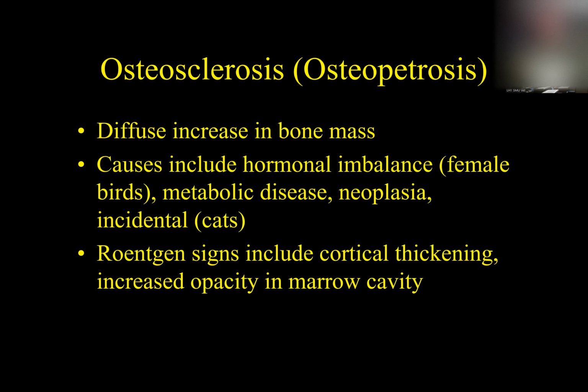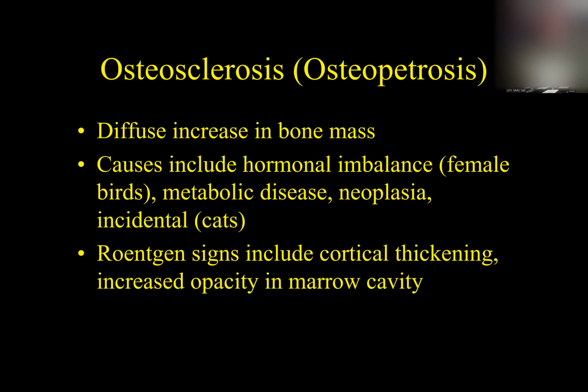Osteosclerosis is another term that is the opposite of osteoporosis or osteopenia. Osteosclerosis is too much bone. Another word that is synonymous with osteosclerosis is osteopetrosis. All of these are weird words, but they mean the same. So this is the opposite of osteoporosis. It's an overall increase in bone mass.